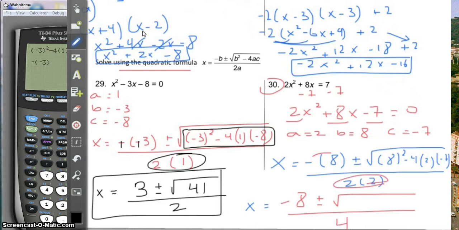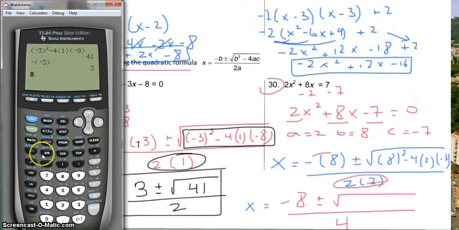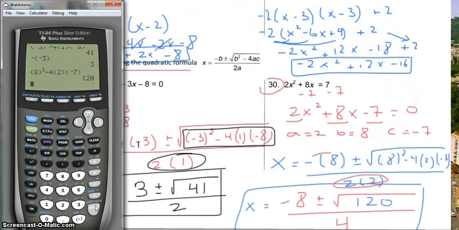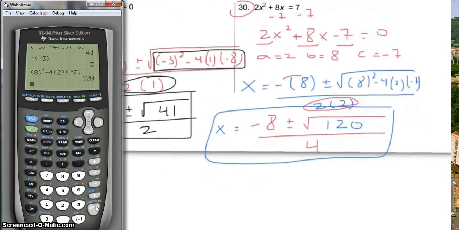Now square root of, so let's do it on the calculator. So 8 squared. Now you can put parentheses, you can choose not to put parentheses, it's up to you. So 8 squared minus 4 into 2 into negative 7. And then the final answer is going to be 120. So you put 120 on the inside, and that's going to be your final answer. Now, this is going to be the final answer for my academic class.